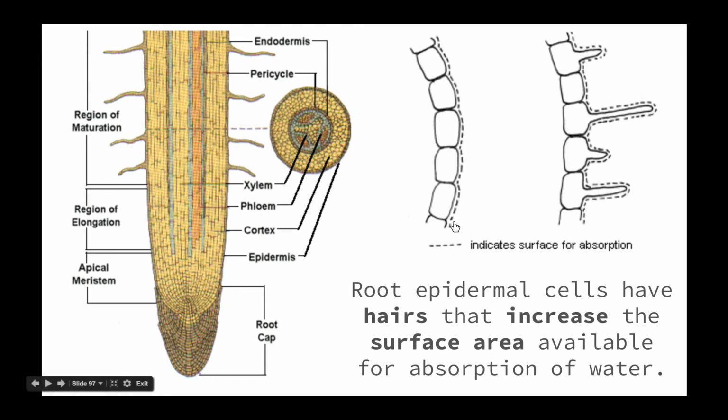So root epidermal cells also have hairs that help to increase the surface area available for absorption. So if we have a look at this picture here, we can see that this dotted line indicates the surface area for absorption, whereas on this second image, which shows the root hairs, we can see that we have much longer dotted lines. So therefore, in effect, it's showing that we have a much greater surface area.